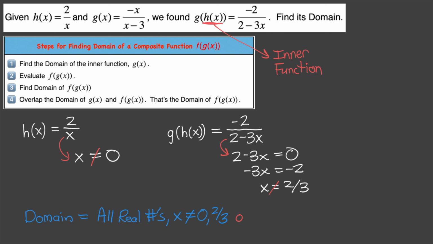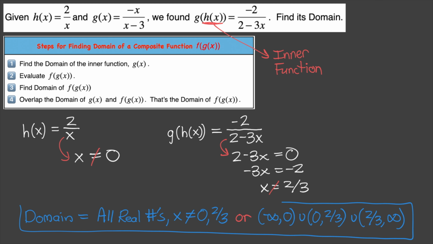Or if we write our answer in interval notation, it would be negative infinity all the way to 0. And then all the numbers between 0 and 2/3 work. And then all the numbers after 2/3 work. So we go 2/3 to infinity. All right. So there is our answer. This answer here is in interval notation.